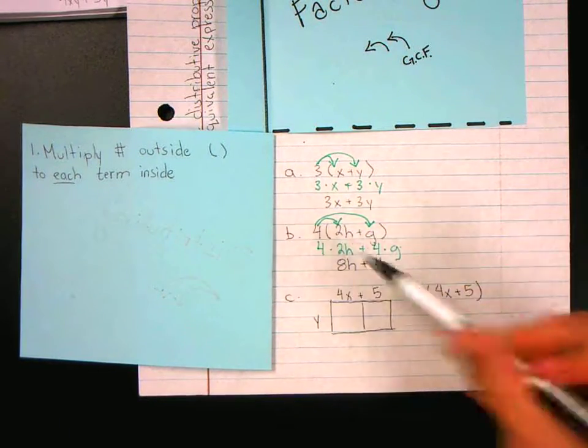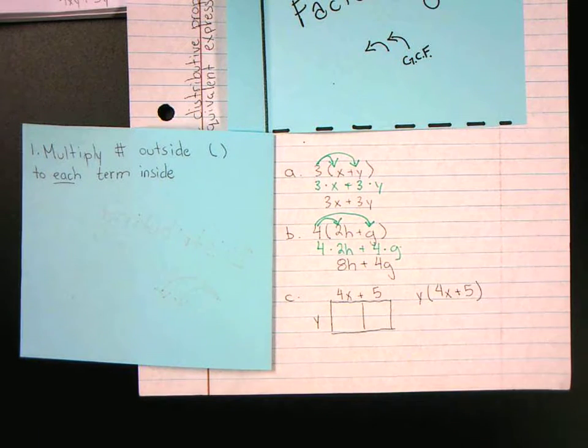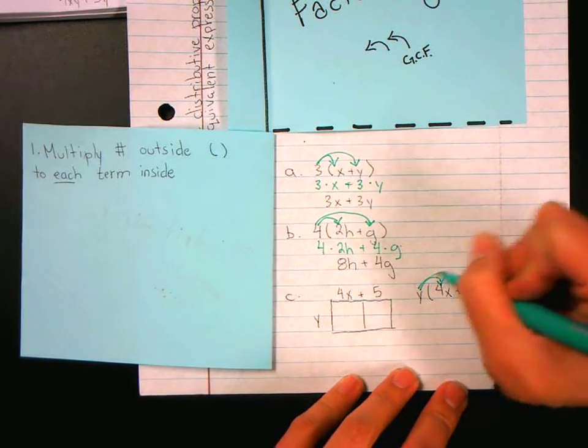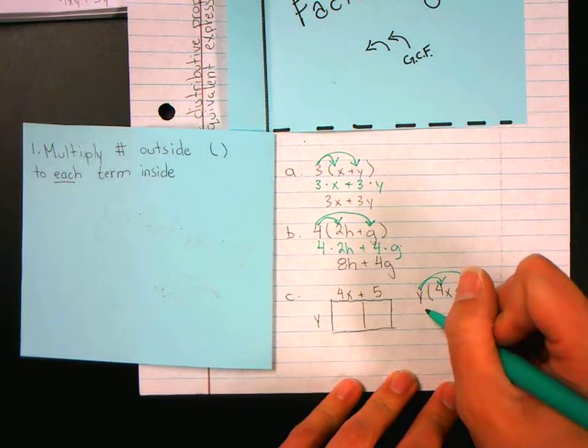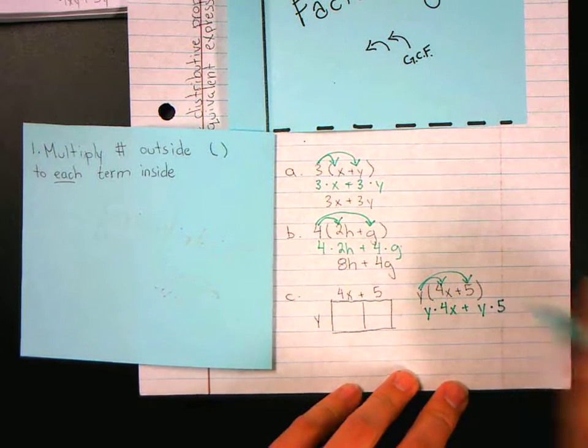Wow, this looks like a distributing property expression, okay, where I can distribute that y to each term on the inside. So that's what I'm going to do. I'm going to distribute that y to each term on the inside. Now I have y times 4x plus y times 5.